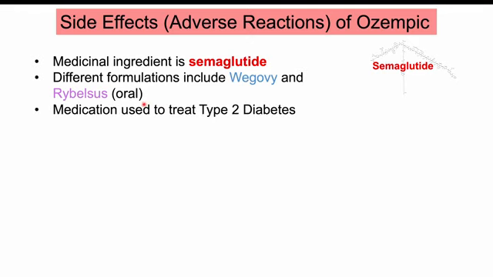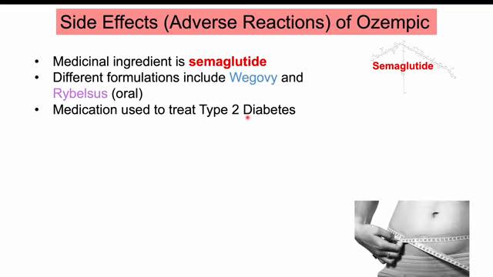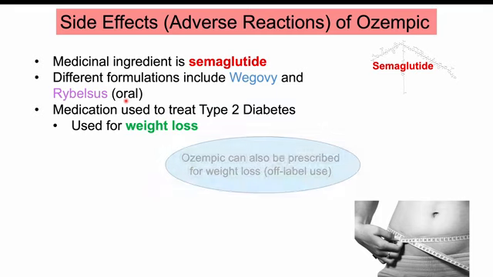It's going to be a medication used primarily to treat type 2 diabetes. And Wegovy is more specifically going to be used for weight loss. Wegovy is also an injectable. And the difference between Wegovy and Ozempic is that Wegovy occurs at higher doses. And then Rybelsus is going to be an oral formulation, so it's going to be taken by mouth. So again, because these medications are all semaglutide, they're all going to have similar effects.